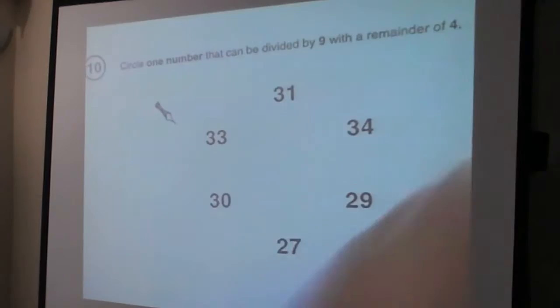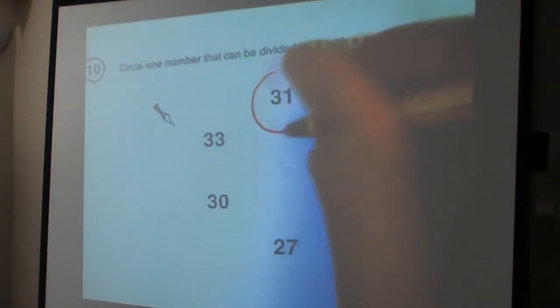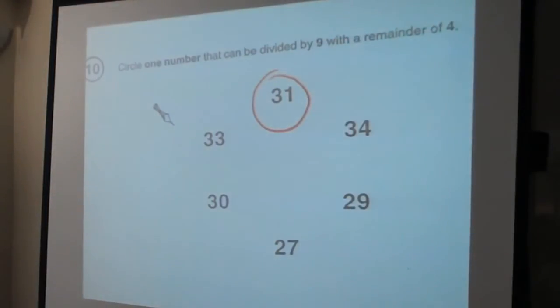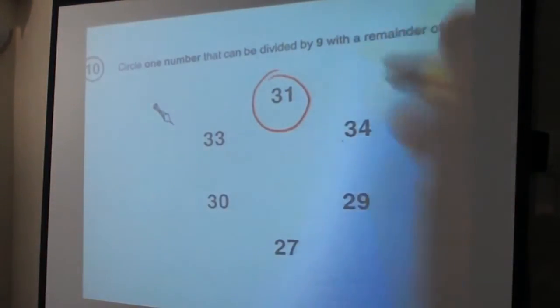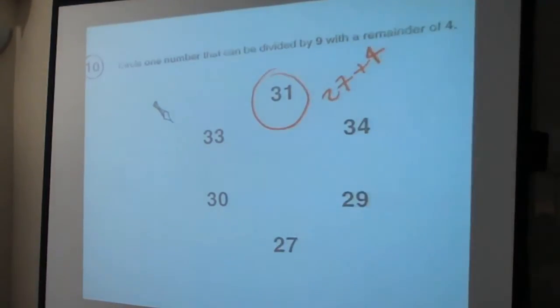So basically, circle one number that can be divided by 9 with a remainder of 4. So it's got to be a number that is in the 9 times table but 4 more than the 9 times table. So which number is it? Ruqayya? 31. The closest 9 times table to 31 is 27. And if you add another 4, that'll give you 31, that'll give you the remainder 4.